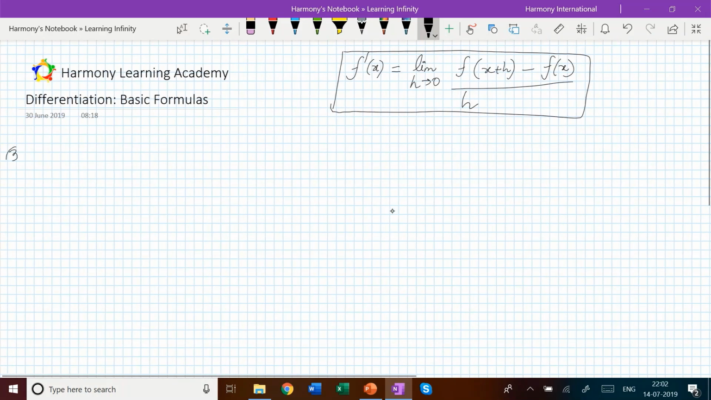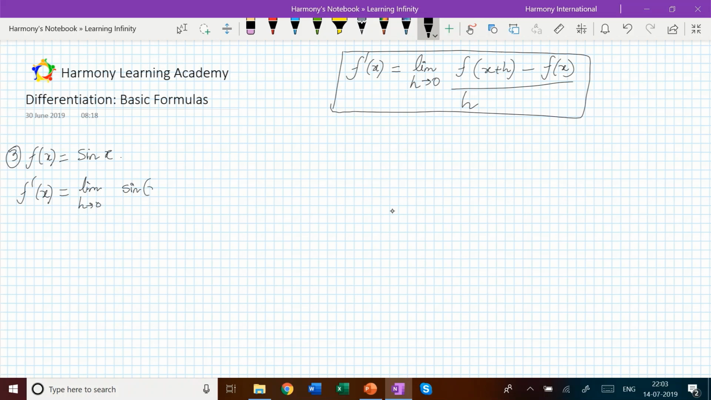Let us now consider another function f(x) equal to sin x. So f'(x) will be limit h tends to 0 of sin(x plus h) minus sin x, divided by h. We have sin(x plus h) equal to sin x cos h plus cos x sin h. This is a trigonometric relation.